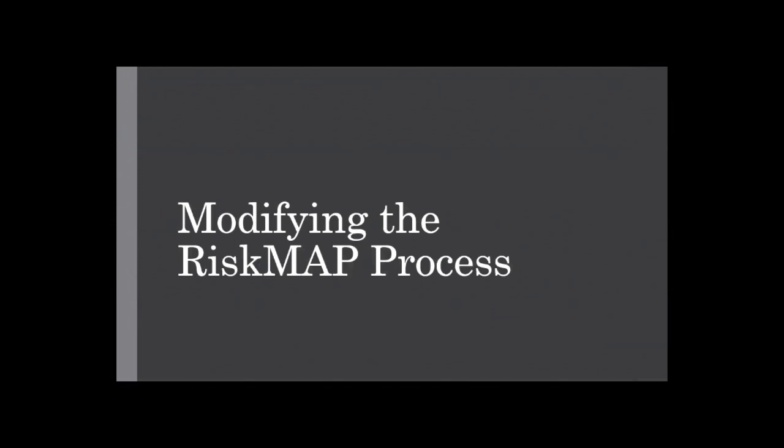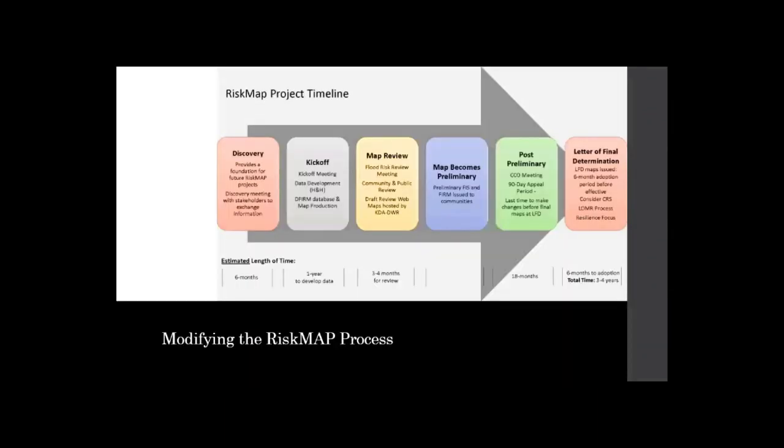So we have modified our risk map process some with this. So here's a traditional, or more of a traditional risk map project timeline. The one thing I will note is that we do hold our public open houses before the maps become preliminary. So that's one of the ways we had already modified this process, but the main thing we're here to talk about today is how we've added this 2D base level engineering into our process as the first step before discovery.